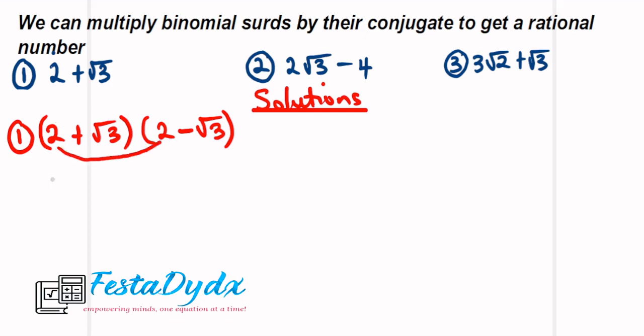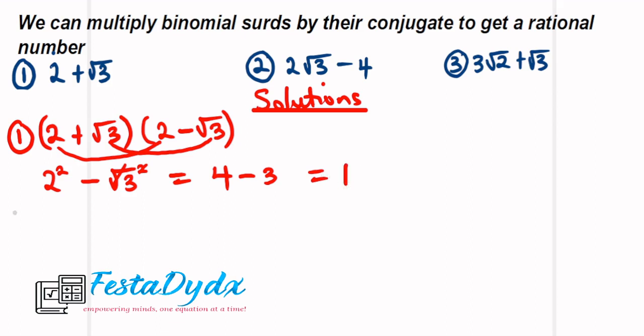Multiply this first one with this. So 2 times 2 is going to be 2 square. And then multiply this times this. It's going to give us minus root 3 square. So 2 square is 4. Then square root cancels square. We have minus 3. 4 minus 3 is 1.